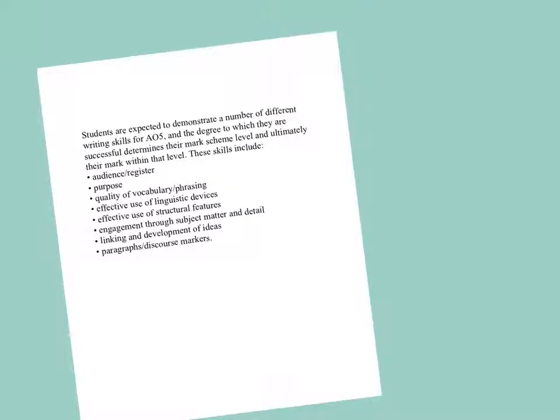Okay, looking quickly at the AQA criteria, you can see that this is guidance given to students about what examiners are looking for. So you're expected to demonstrate a number of different writing skills for this question, which is assessment objective five. And actually they bullet point through what they are specifically looking for. That you're paying attention to audience and register. So you're writing for the right people and you're writing in the right style. That actually you've made sure that you're looking at the right purpose. And a lot of the time this is going to be a creative writing competition style piece.